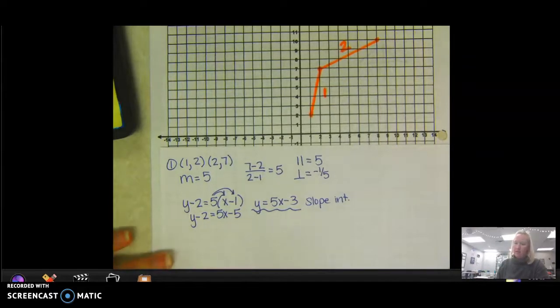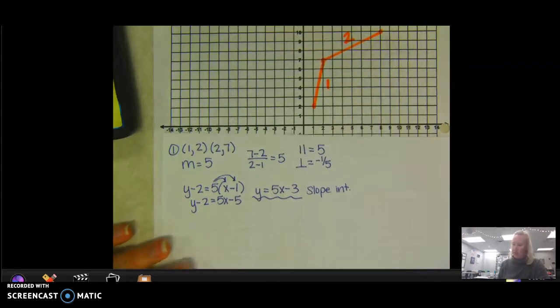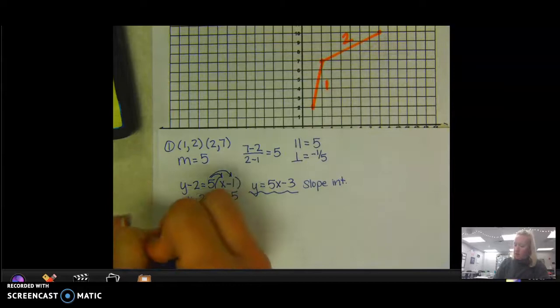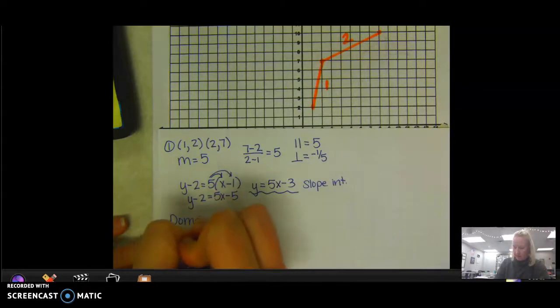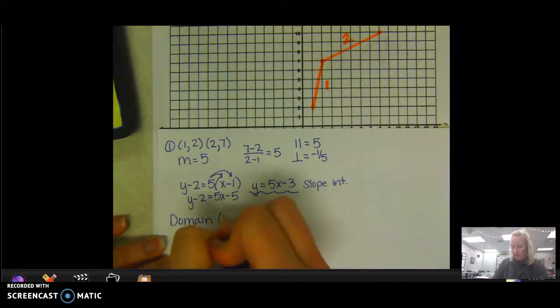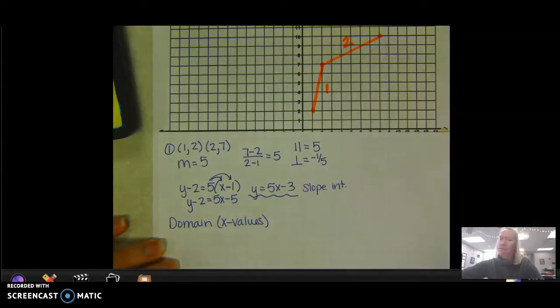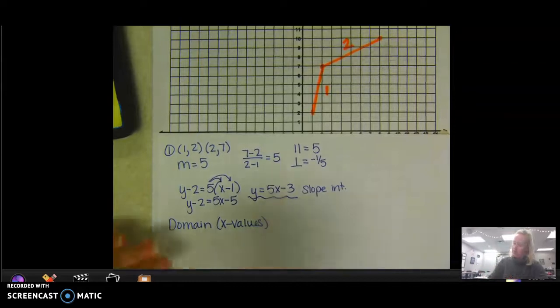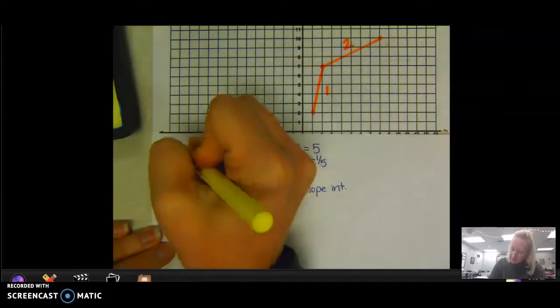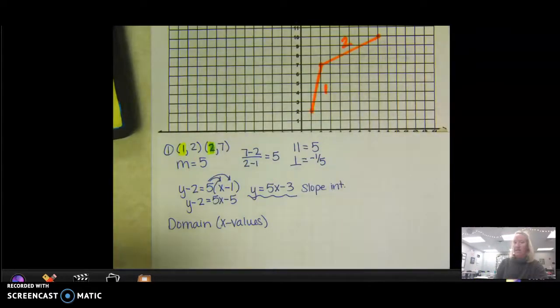Okay, then they want the range and the domain. Okay, well, so domain are all your x values. So you're going to go back up here and you're going to look at your points for your x. So this line starts at 1 and it ends at 2 for x.